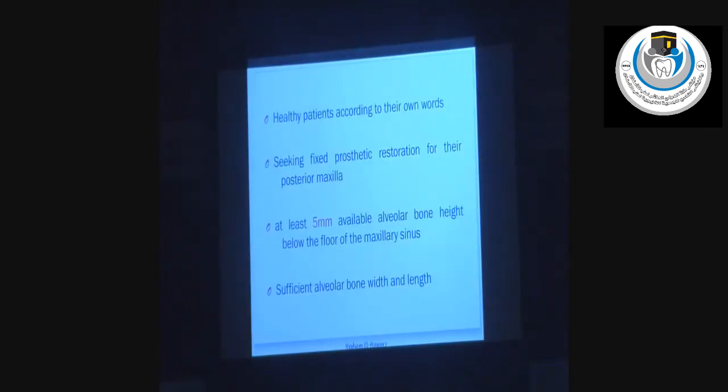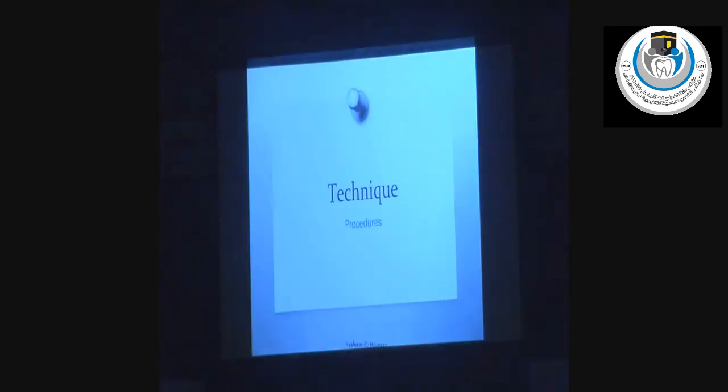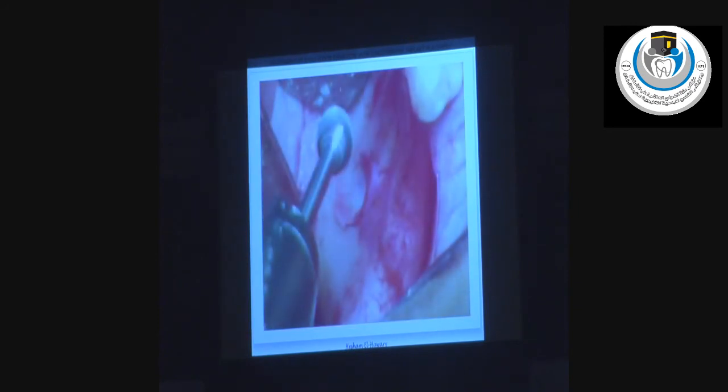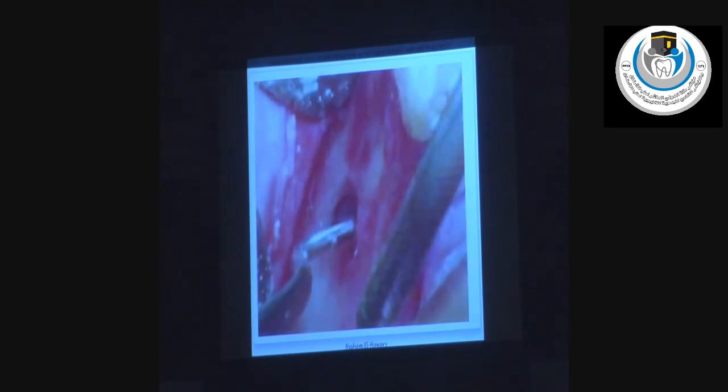We selected healthy patients according to their own words, seeking fixed prosthodontic restoration for their posterior teeth, with at least 5 millimeters of available alveolar bone height below the floor of the maxillary sinus and sufficient alveolar bone width and length. After securing anesthesia, a two incision line flap was performed. Then the flap was reflected. And using a sinus lift surgical diamond bur number 8, a 6 millimeter diameter window was created away from the crest of the ridge to open into the sinus.